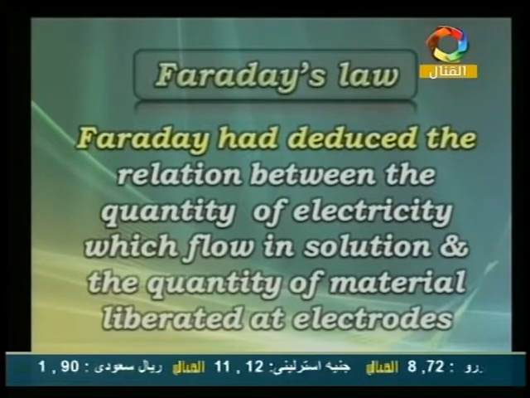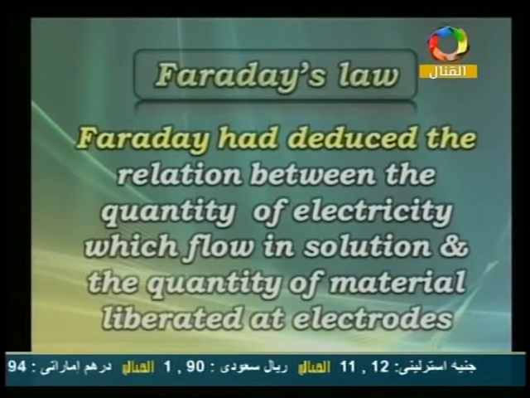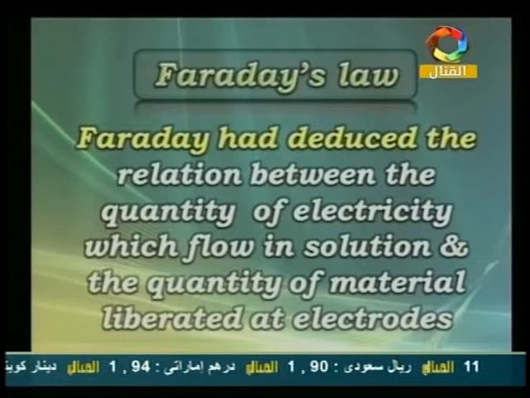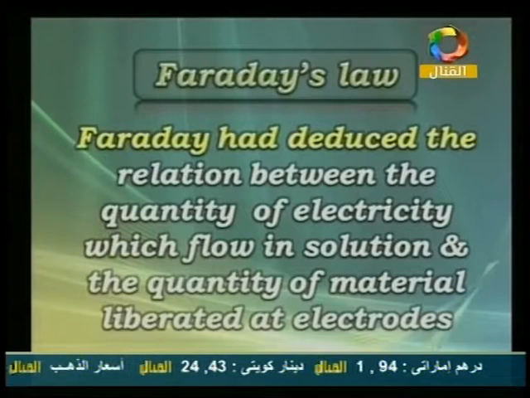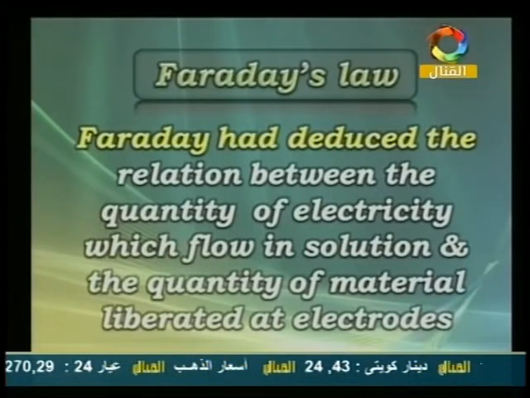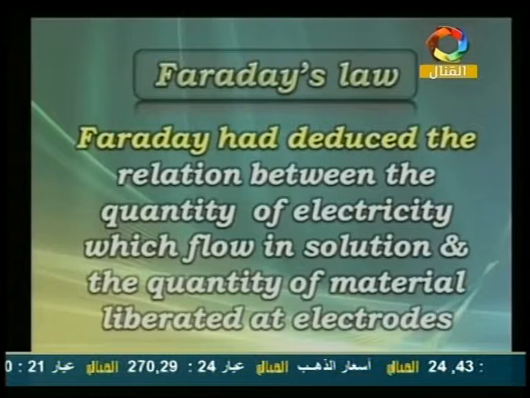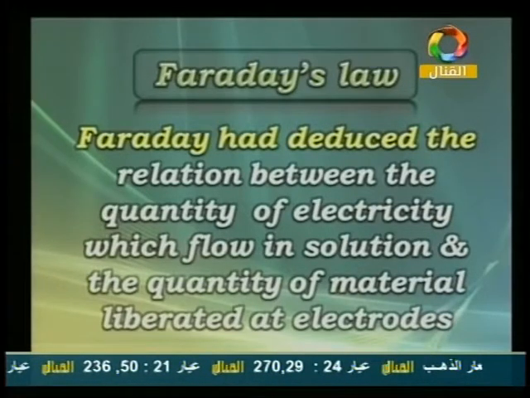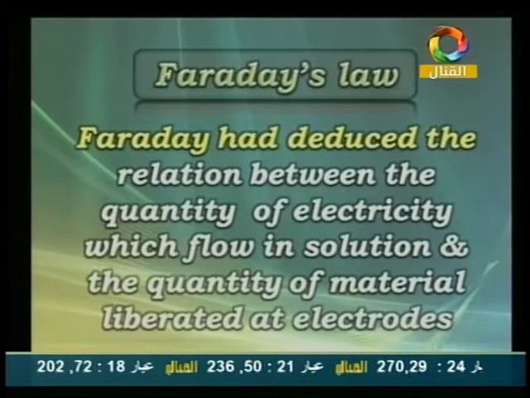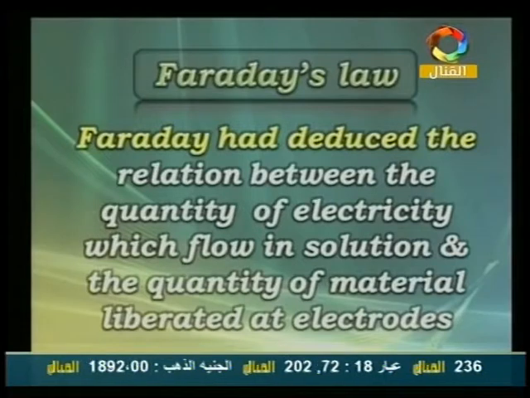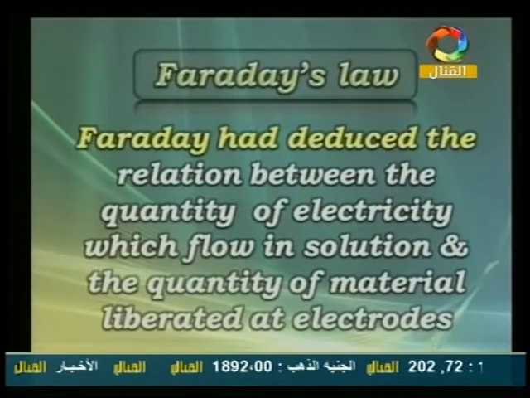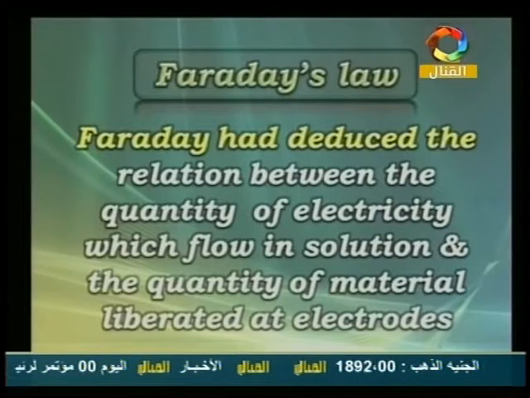What is meant by this? It's very difficult? No, it is very easy. This scientist Faraday found or discovered the relation between what? Between the quantity of electricity, in the form of charges or coulombs, measured in coulombs, which flows in the solution, and the quantity of material liberated at the electrodes. So we have this one. It's the Faraday. And we have 2 laws of Faraday.